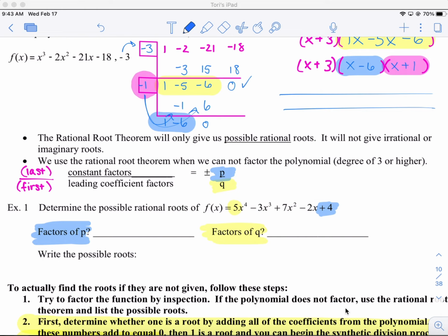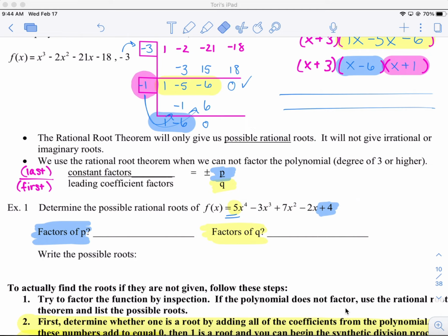That's like the blue 4 down here. Okay, so your constant factors, all of the factors of them, positive and negative, would be your numerator, the top number. Your leading coefficient, that's the front number on your highest exponent, that's your denominator, all possible factors of him.